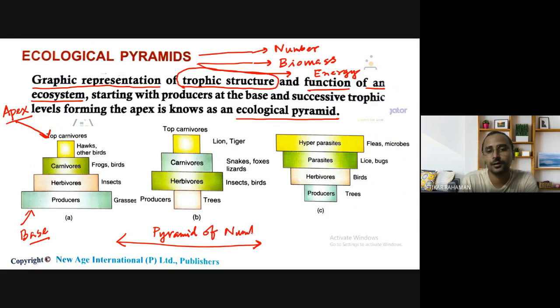Pyramid of number. So listen carefully that in any ecosystem, or for example here in the ecosystem of grassland, the number of producers, the number of grasses are the highest. They are the highest in number, and these are the producers. So the grasses are highest in number. So they occupy the base of the pyramid. They occupy the base of the pyramid.